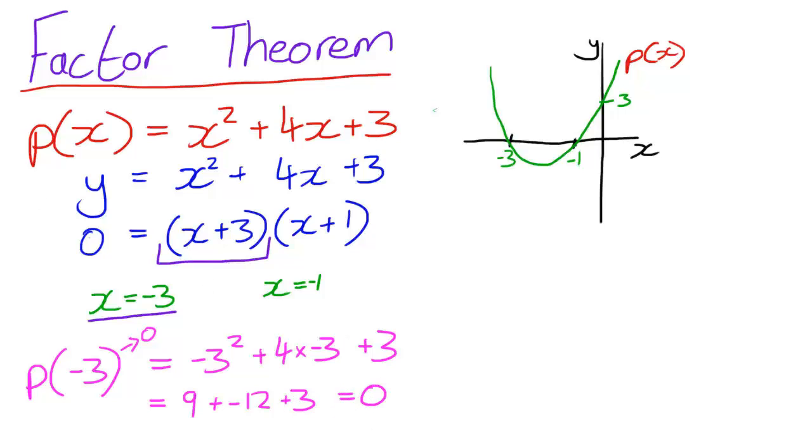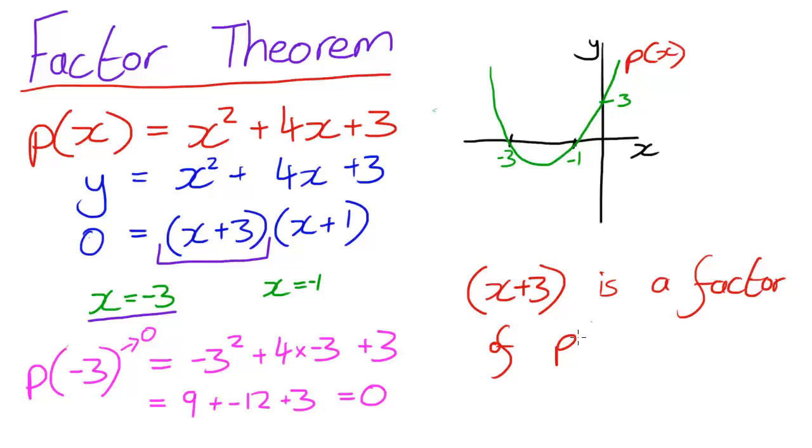So then we can say that because p of minus 3 does equal 0, we can say that x plus 3, so you change the sign, x plus 3 is a factor of p of x. So that's what the factor theorem does, and that's going to be maybe a 2 or a 3 mark question in the exam.